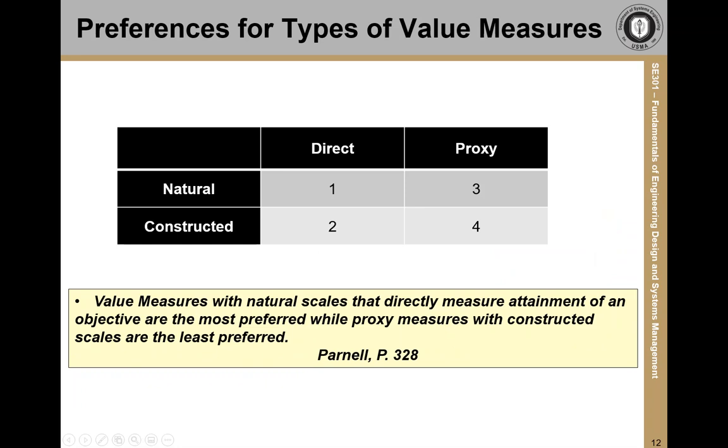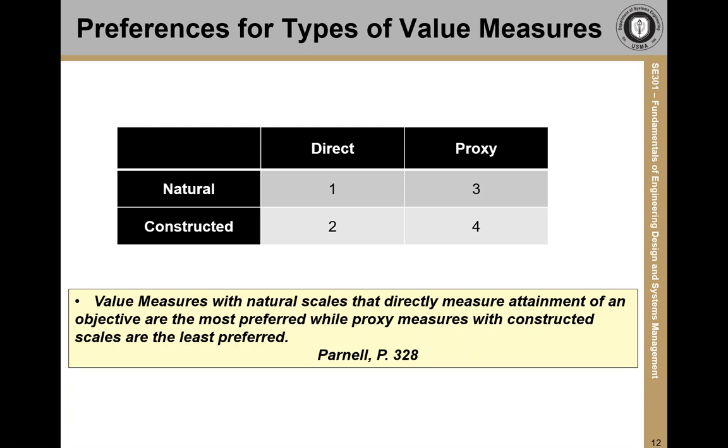All right, and when we're talking about preferences for value measures, we have our different types, right? So we can have any of the 4 listed here. We could have a direct natural value measure, we could have a proxy constructed value measure, and anywhere in between. So there's 4 types of value measures. You can have direct natural, direct constructed, proxy natural, proxy constructed.